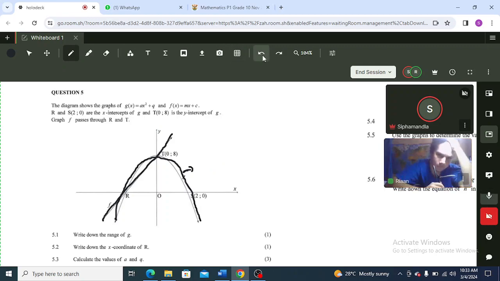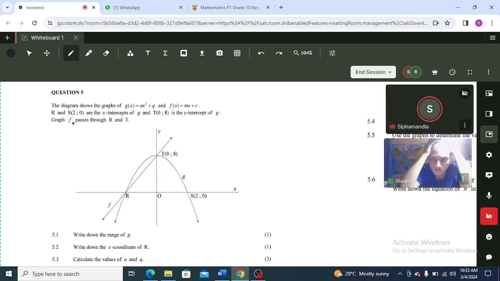Okay, now let's start with the first question. Let me just read this. The diagram shows the graph of f of x, and they gave you that, and the g of x. Then they say R and S are the x-intercepts of g, T is the y-intercept of g, and graph f passes through R and T. Now, before you do this, T is the y-intercept of g of x, and also T is the turning point of g of x. Do you notice that?